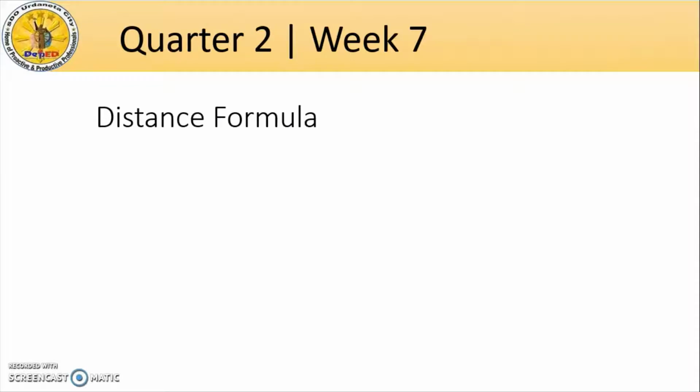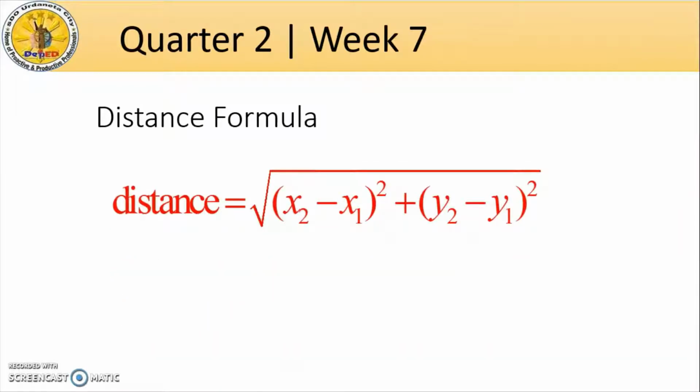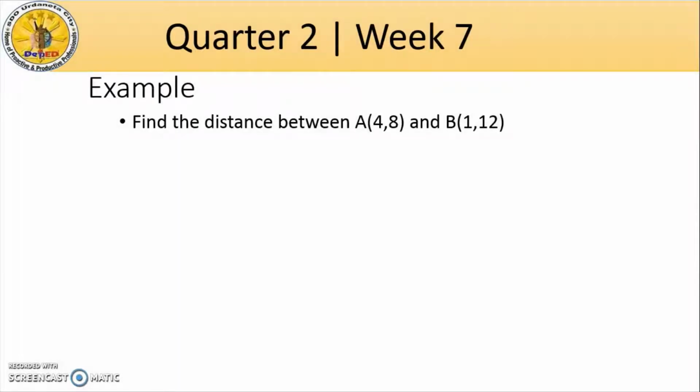The distance formula is given as the square root of the binomial x of 2 minus x of 1 squared plus the binomial y of 2 minus y of 1 squared. So let's have an example. Find the distance between points A and point B. Point A being located at 4 and 8. Point B located at 1 and 12.